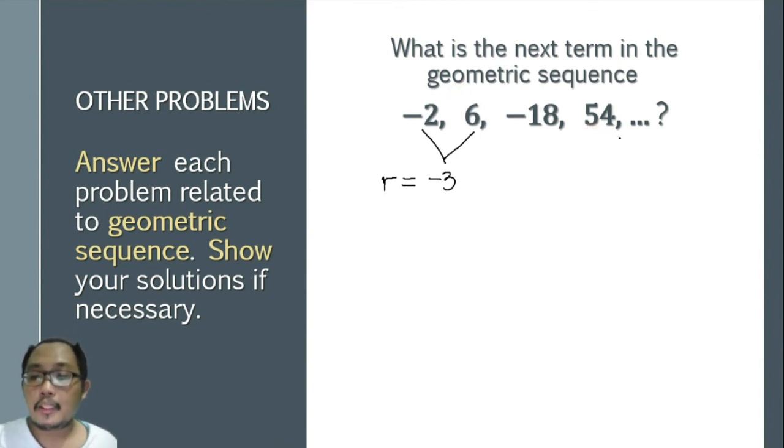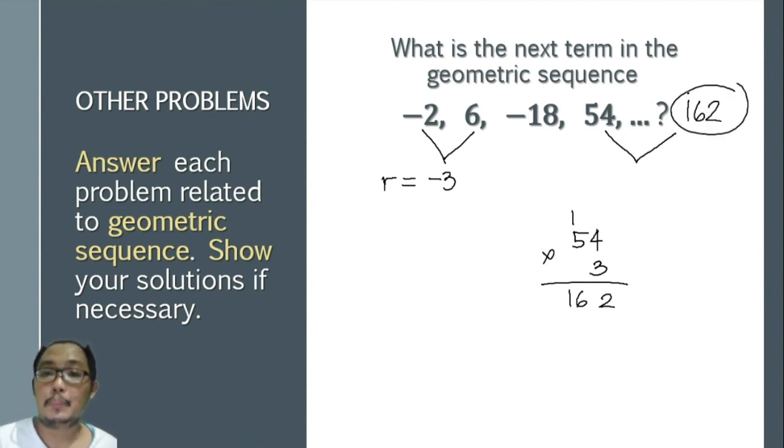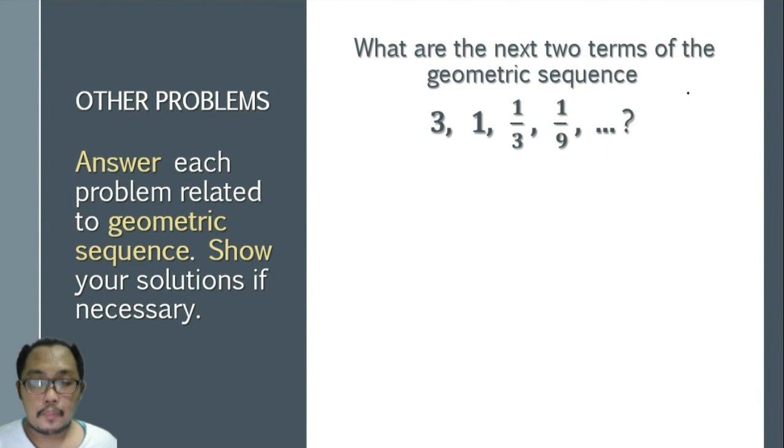And now to determine the next number, obviously we have to multiply the common ratio of negative 3 with the 54. So 54 times negative 3 gives us 162. So therefore, the next number would be 162.